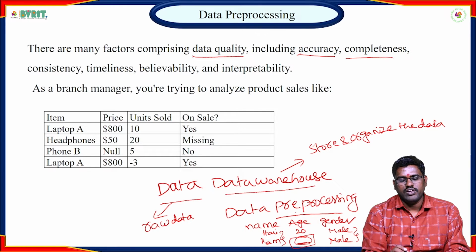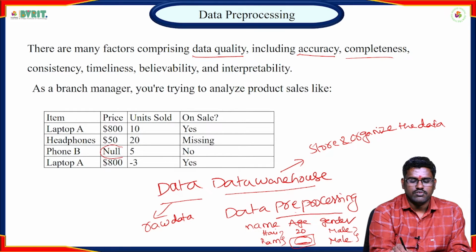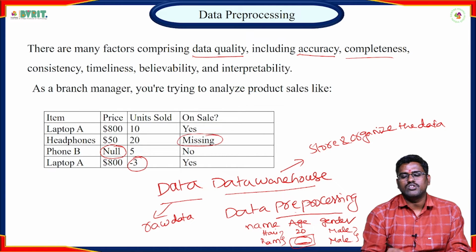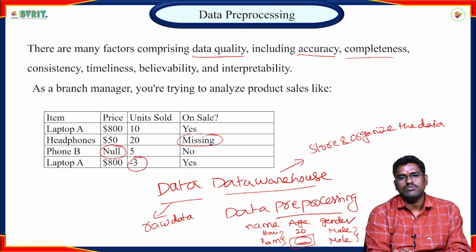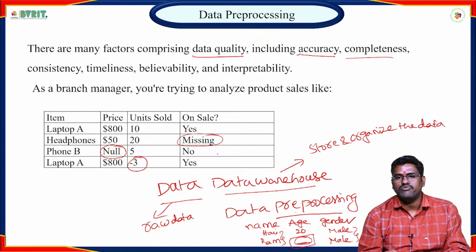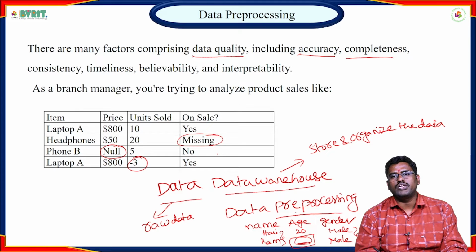Now I will take an example. See this one: we are taking different laptop items, prices, units sold and on sale. In this we have a null value, a negative value, and a missing value. In data pre-processing, we need to remove these null values, negative values as well as missing values, and all the fields should be filled with proper values. These types of things we need to improve and modify by using data pre-processing.